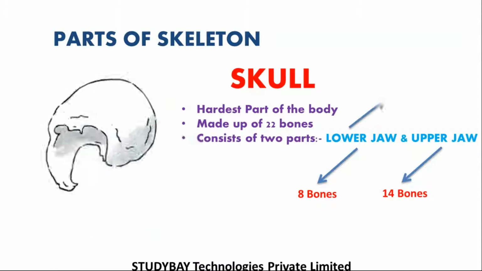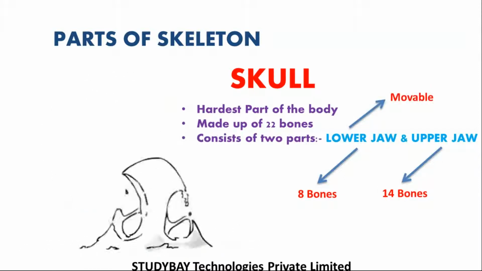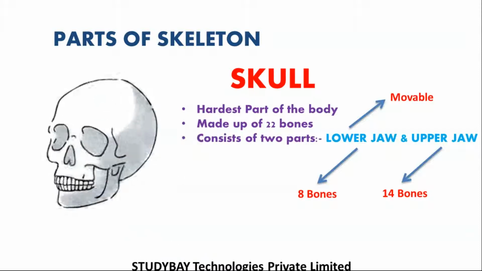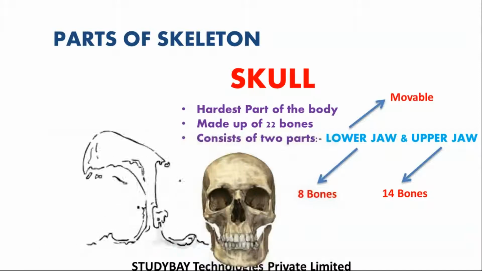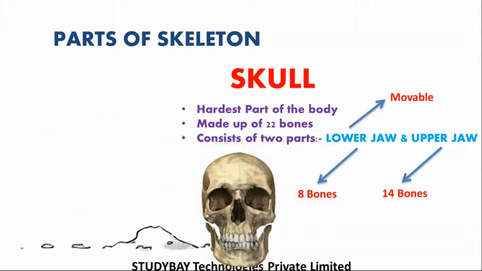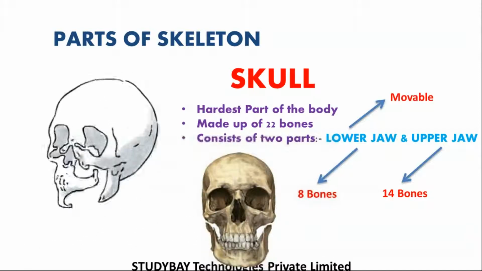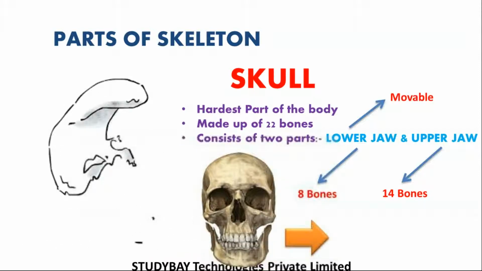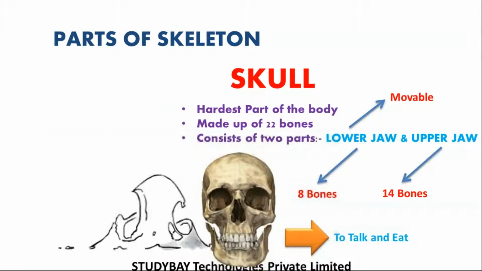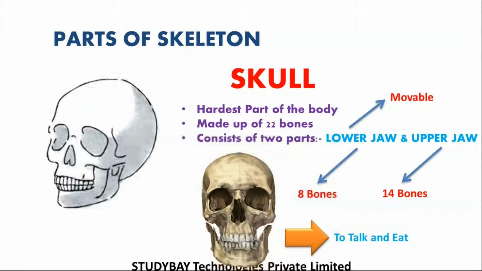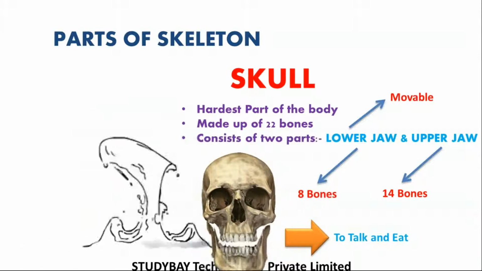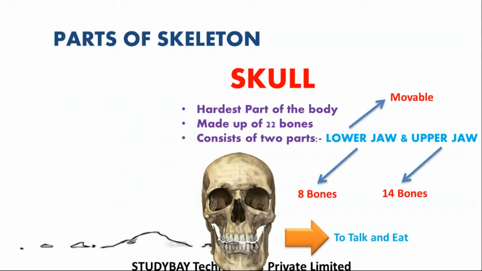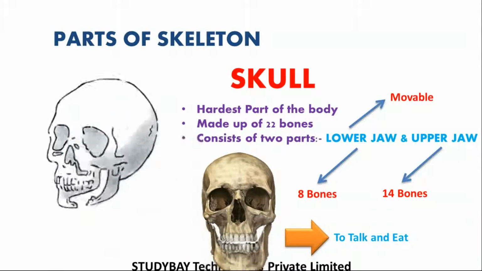Right? And in a similar way, this lower jaw is actually movable. As you can see here, it's a moving skull. And since this lower jaw is movable, it helps us to talk and eat. Now you can imagine, if your lower jaw were immovable, you wouldn't be able to talk or eat anything.